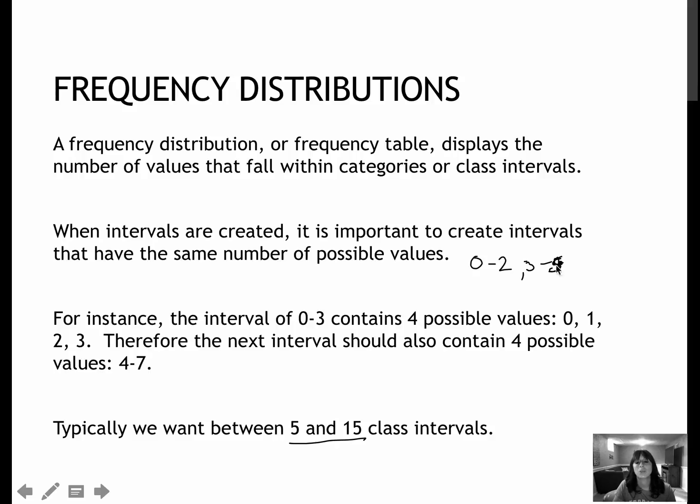But 0 to 2 is 0, 1, and 2, so that's 3 values, so this has to be 3 to 5. And the reason that we want them to be equal is because we're going to use those frequency distributions to create something like a bar graph called a histogram, and we want to make sure that we can accurately compare the data in that histogram.